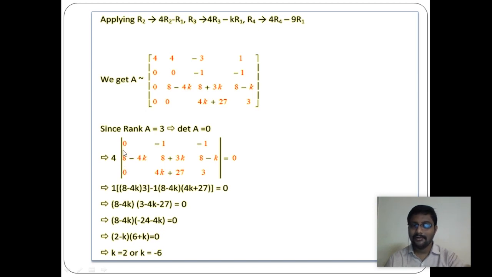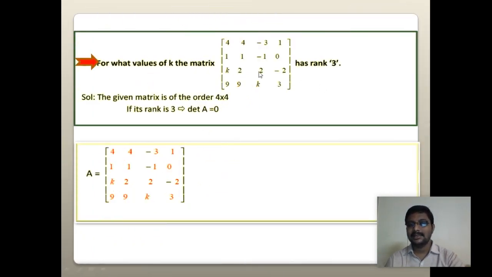Taking out 4, the row and the column containing 4 are deleted. Now we have to find the determinant of the 3 by 3 matrix and equate it to 0, and simplifying, we will get the k values. So here we are getting two k values, that is k equal to 2 and k equal to minus 6. These are the required k values so that the given square matrix of order 4 by 4 will have rank 3.